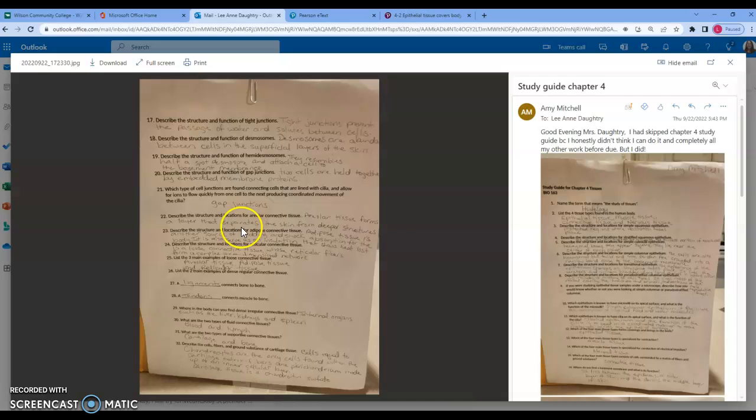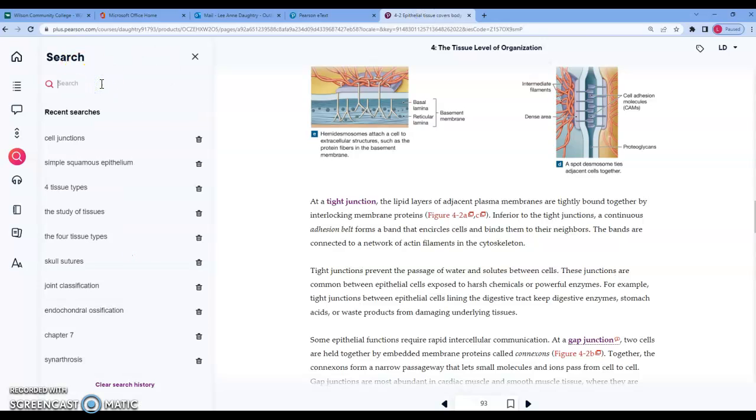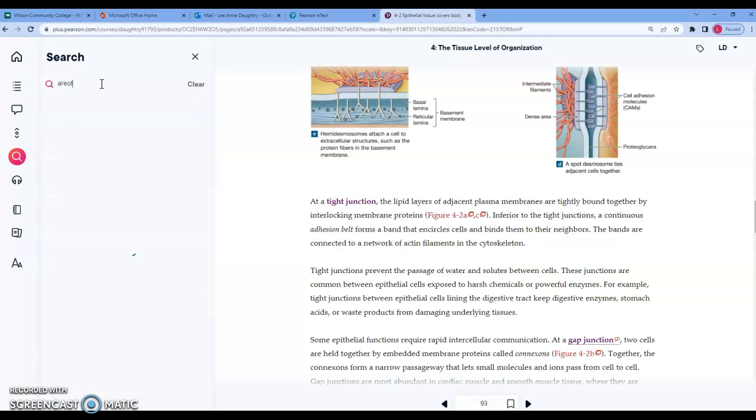The structure and function for areolar connective tissue. Areolar tissue forms a layer that separates the skin from deeper structures. Okay, yes. So you didn't list me any structure of it or any locations for it. So let's see where that would be in here. Areolar connective tissue. We can probably just put areolar.